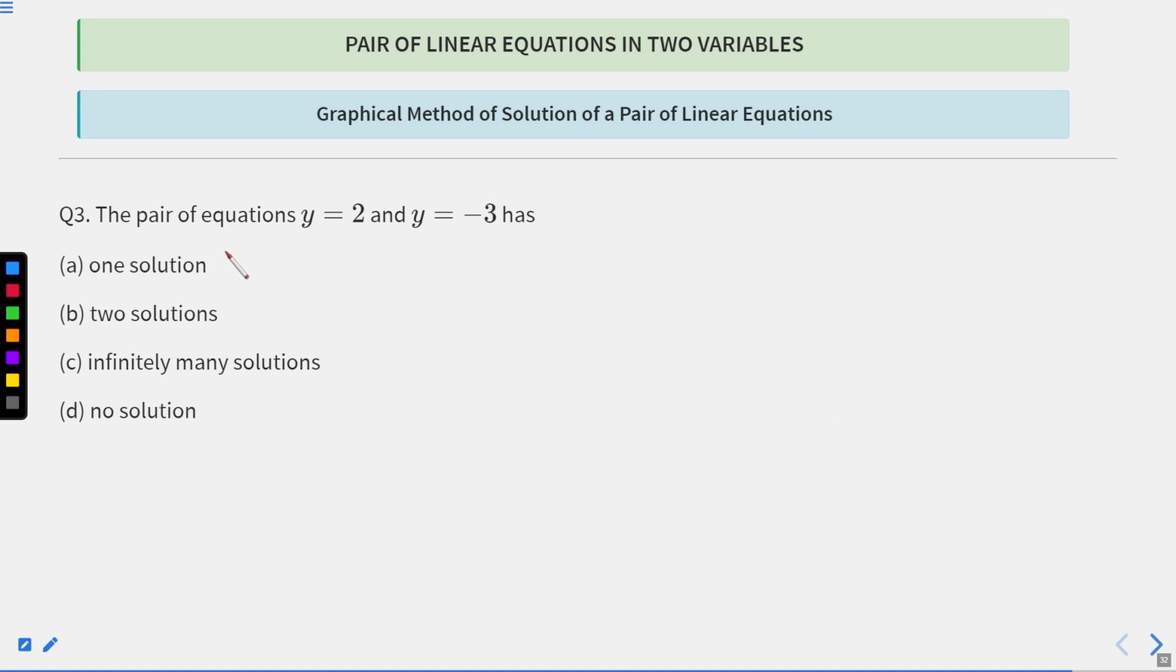In question number 3, we are given the pair of linear equations y = 2 and y = -3. In these equations the x variable is not involved, so we can find the solutions by using the graphical method. Here we basically have to draw the lines y = 2 and y = -3.